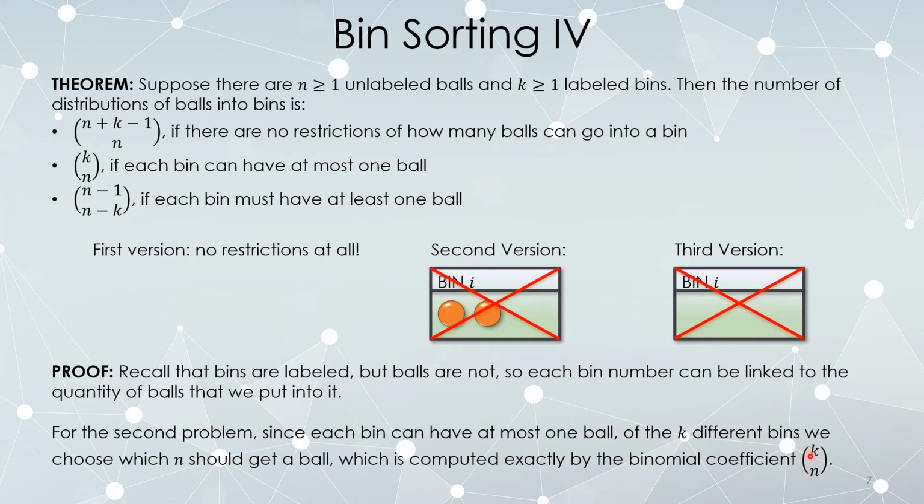k choose n. Now observe, of course, if n is larger than k, if I have more balls than bins, this binomial coefficient spits out a 0, which makes sense. If I have more balls than I have bins, by the pigeonhole principle, there's no way to distribute them without getting a single bin having at least 2 balls in it.